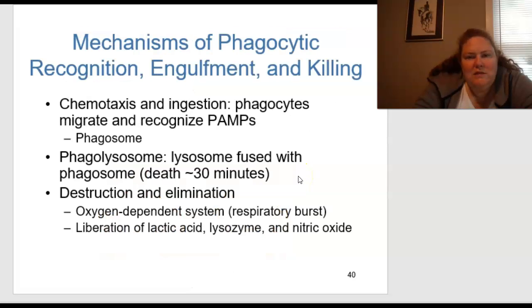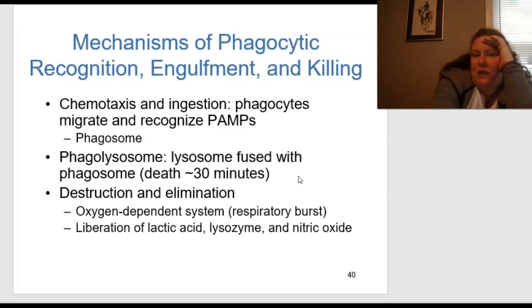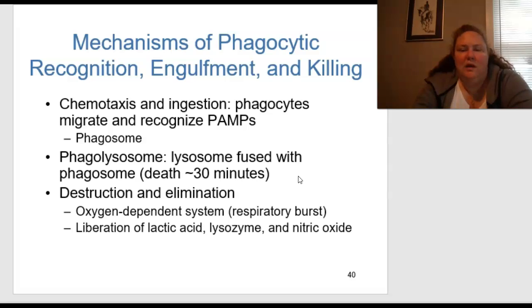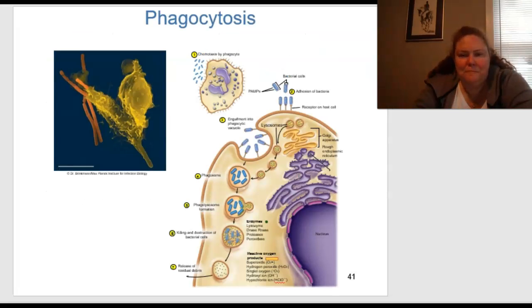So what is the mechanism of phagocytic recognition, engulfment, and killing? Okay, so chemotaxis and ingestion, this is when the phagocytes migrate and recognize those PAMPs, and this would be like a phagosome. And then the phagolysosome is a lysosome which is fused with a phagosome. And this basically is going to cause death of that infection within about 30 minutes. Then you also have destruction and elimination. And this is going to be an oxygen-dependent system, and it's called a respiratory burst. And this is where we have the liberation of lactic acid, the lysosome, as well as nitric oxide.